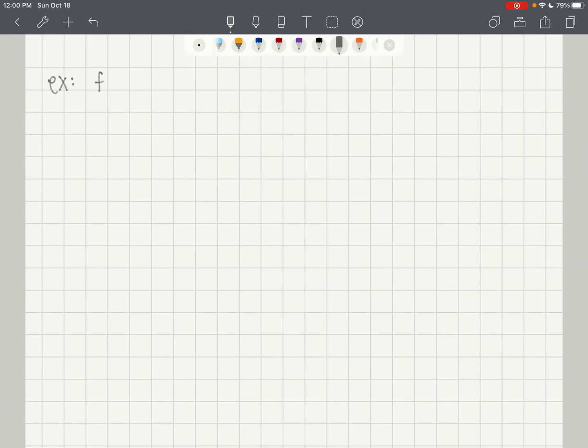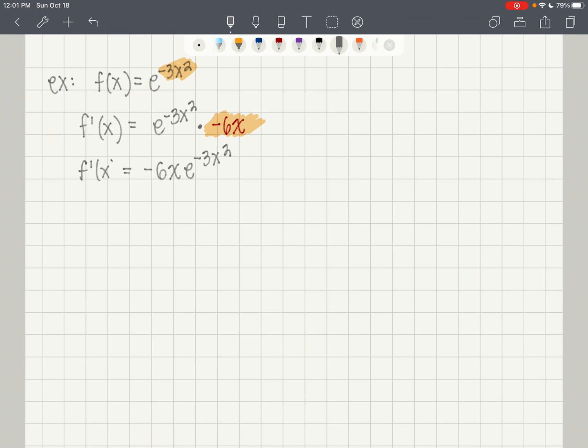So here's another example. We want to find the derivative of f of x equals e to the negative 3x squared. So the derivative is going to be the same thing, e to the negative 3x squared, times the derivative of the exponent. And the derivative of the exponent is going to be negative 6x. So I rewrite that, negative 6x e to the negative 3x squared. That's how we would write that. And part of this is just learning how to write your answer. Like, do you write the x before the base e? And yes, I write x before I write base e.